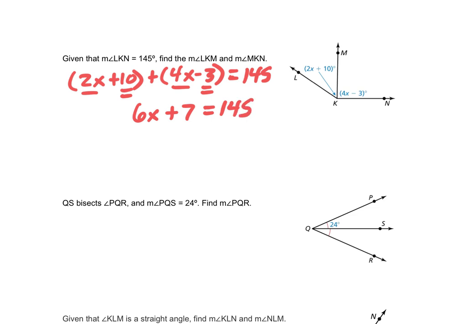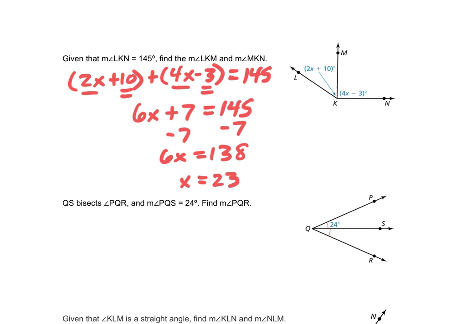So we've kind of combined everything on the left-hand side together. Now it's just a two-step equation. Okay, my next step would be subtract 7. Yeah. 6x equals 138. And 138 divided by 6 gives me 23.